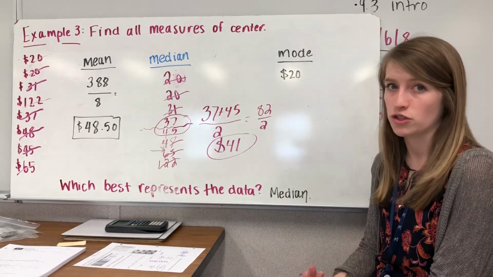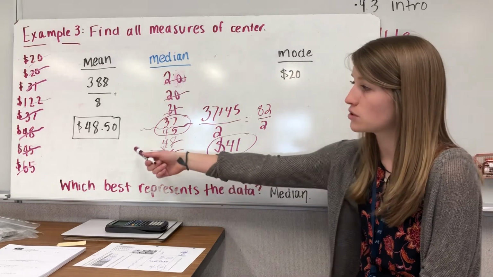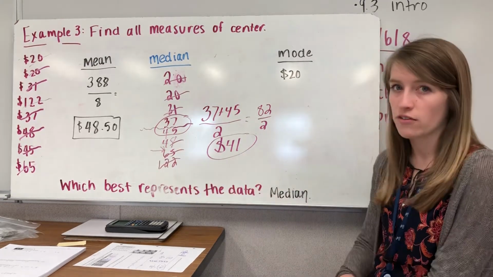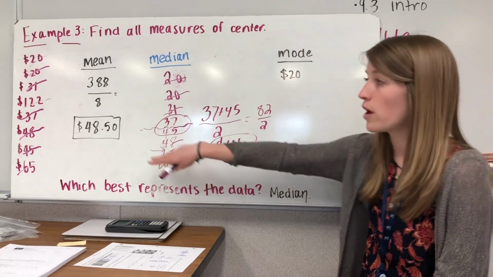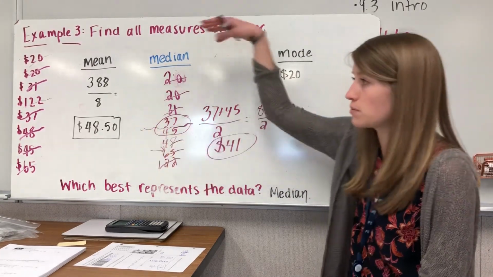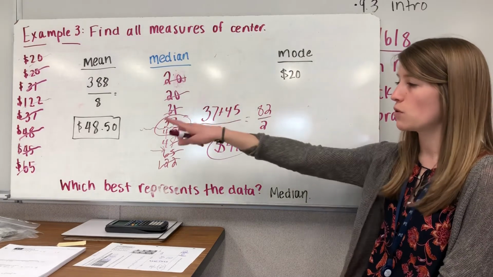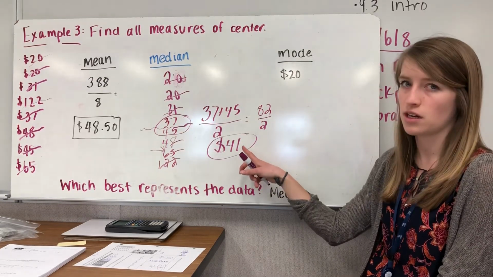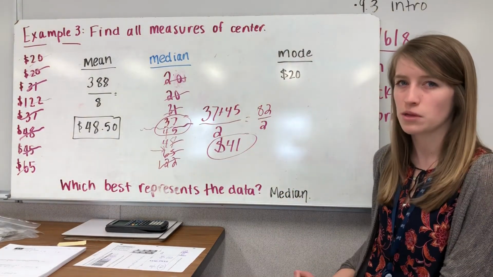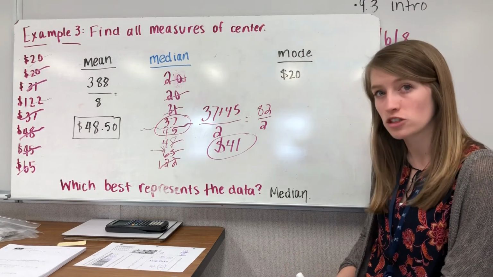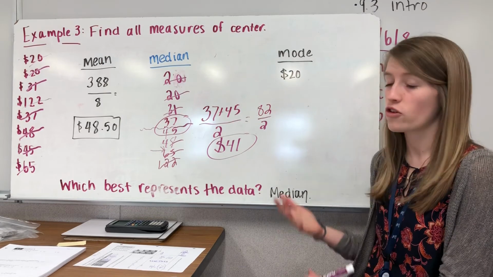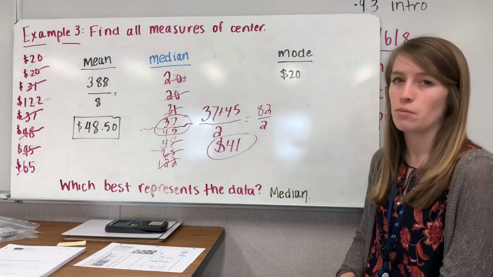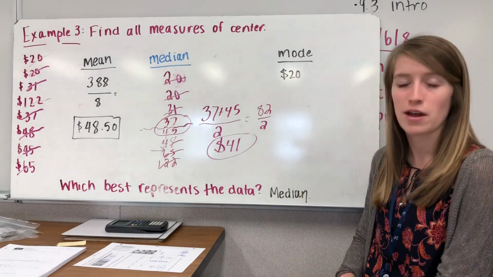This isn't always true, but if we look at this one right here, we have an outlier of 122. Since we have an outlier of 122, that really affects our mean and brings my mean a lot higher, which is why $48.50, the mean, is a lot bigger than $41, the median. So we have 3 measures of center, and we can find the measures of center for every data set, but sometimes there's a better measure of center, depending on the data set.